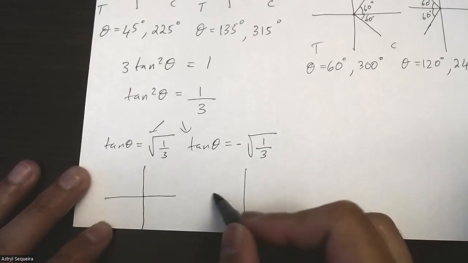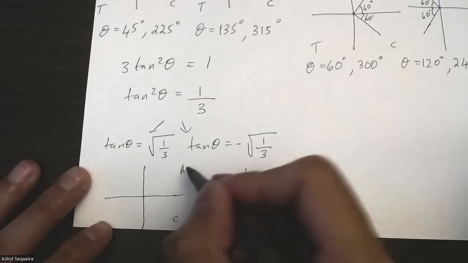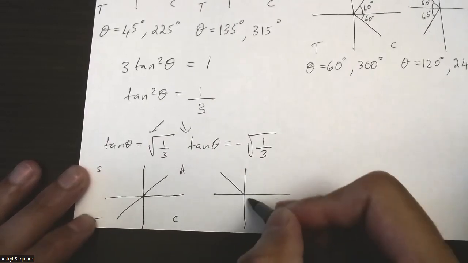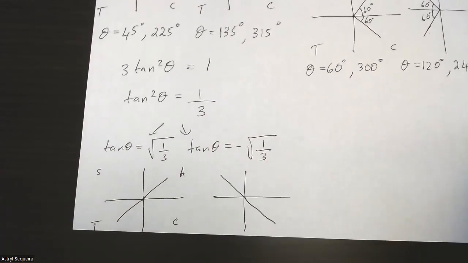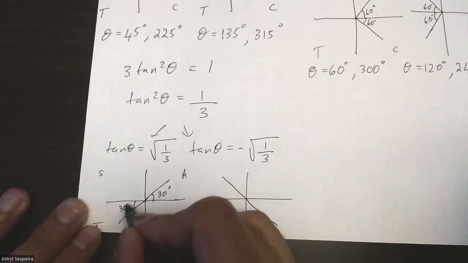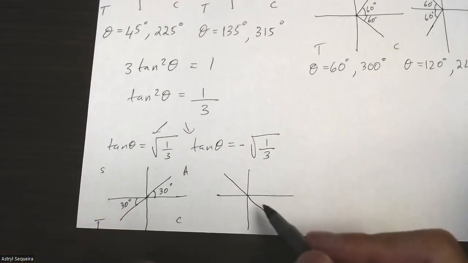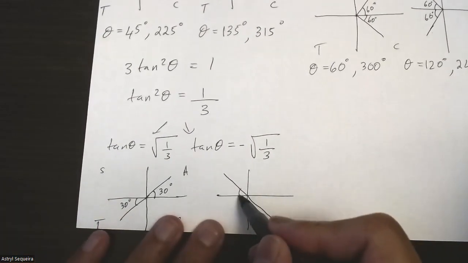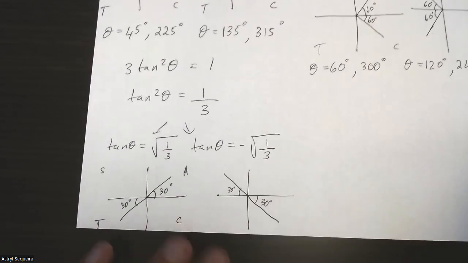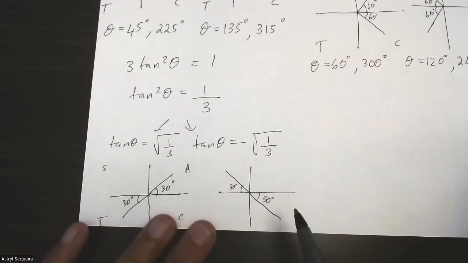Do our CAST rule. Tan is positive in A and T. Tan is negative in S and C. I'll do the tan inverse of root 1 over 3 in my calculator. This one cannot be done with special triangles. Oh, actually it can. It's just 30 degrees. Totally forgot that 1 over root 3 is possible in your special triangles. So technically all these questions can be done without a calculator, just using your special triangles.